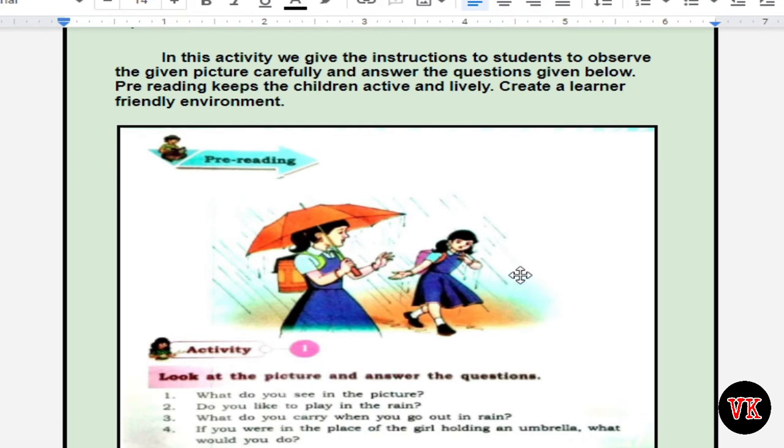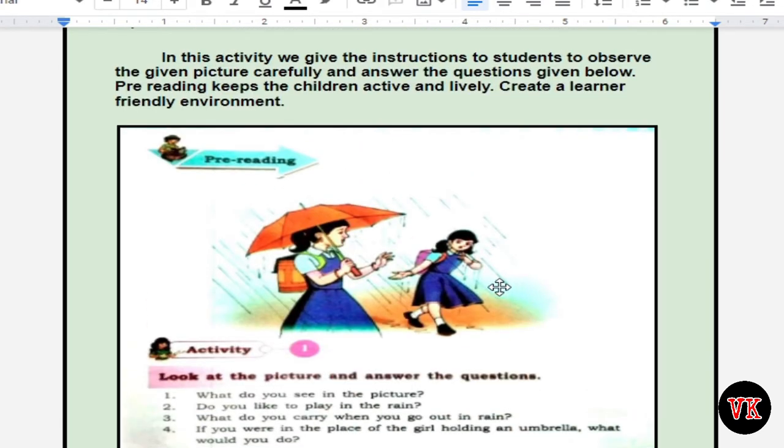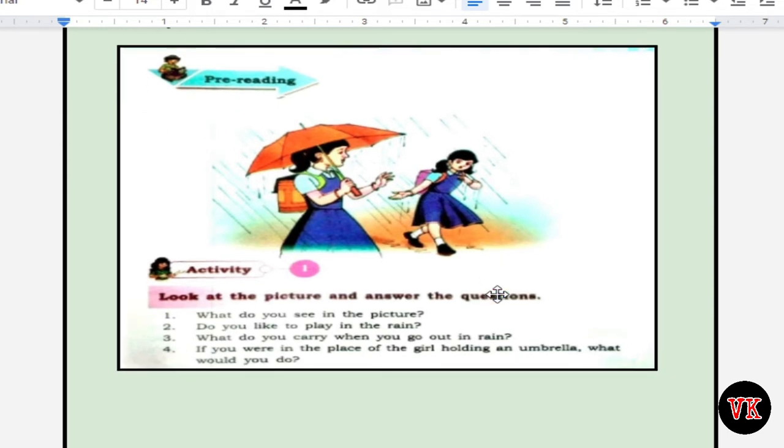We have to show the picture to the students and observe carefully and answer the following questions. See, in this picture, the 2 girls are there. One girl is holding the umbrella, and the students can observe this picture carefully and they should answer these following questions. The activity is look at the picture and answer the questions. What do you see in the picture? Do you like to play in the rain? What do you carry when you go out in rain? If you were in the place of the girl holding an umbrella, what would you do? This is the first activity.